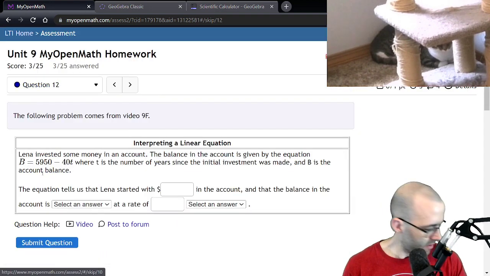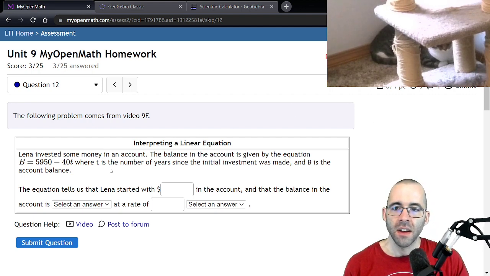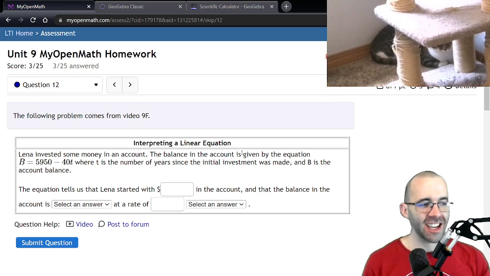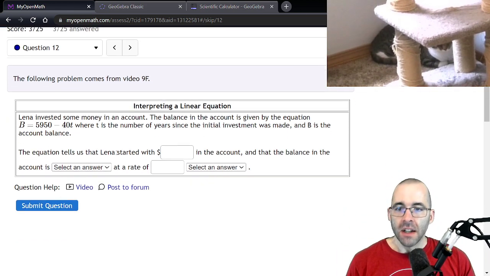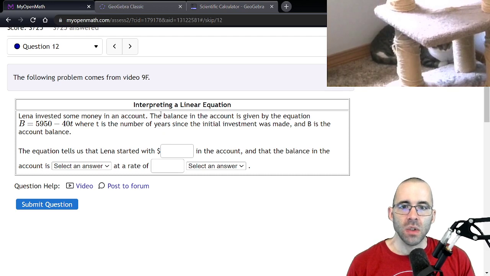Let's do number 12 now. Interpreting. Good. I love some interpretation questions. Can you translate the math into English? Lena invested some money into an account. The balance in the account is given by this equation, where T is the number of years since the initial investment was made. So this account is losing money. It has a negative slope.